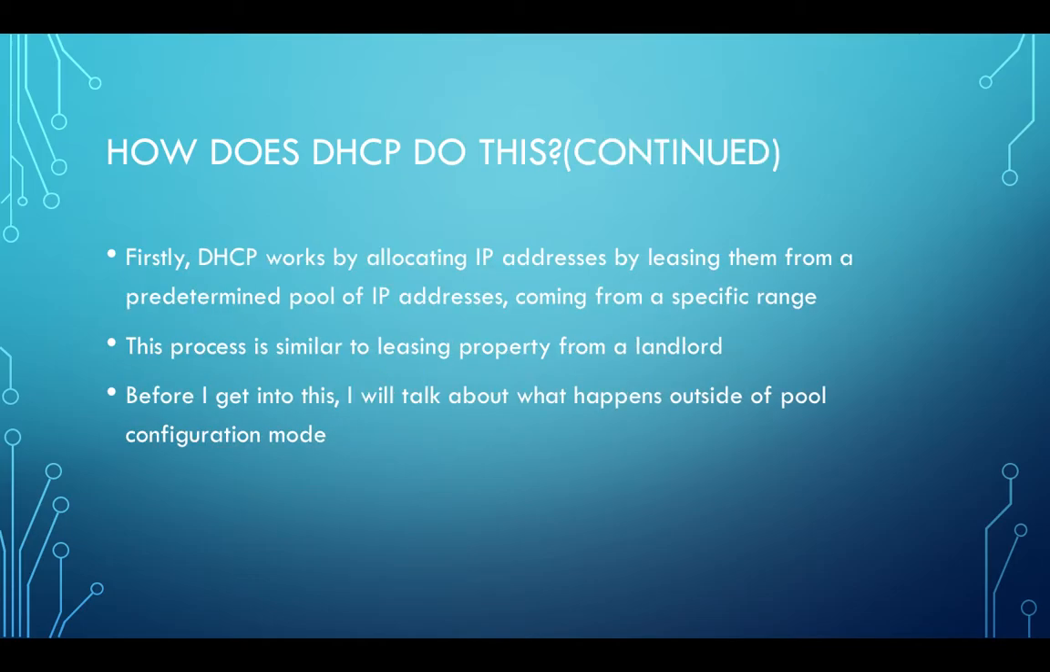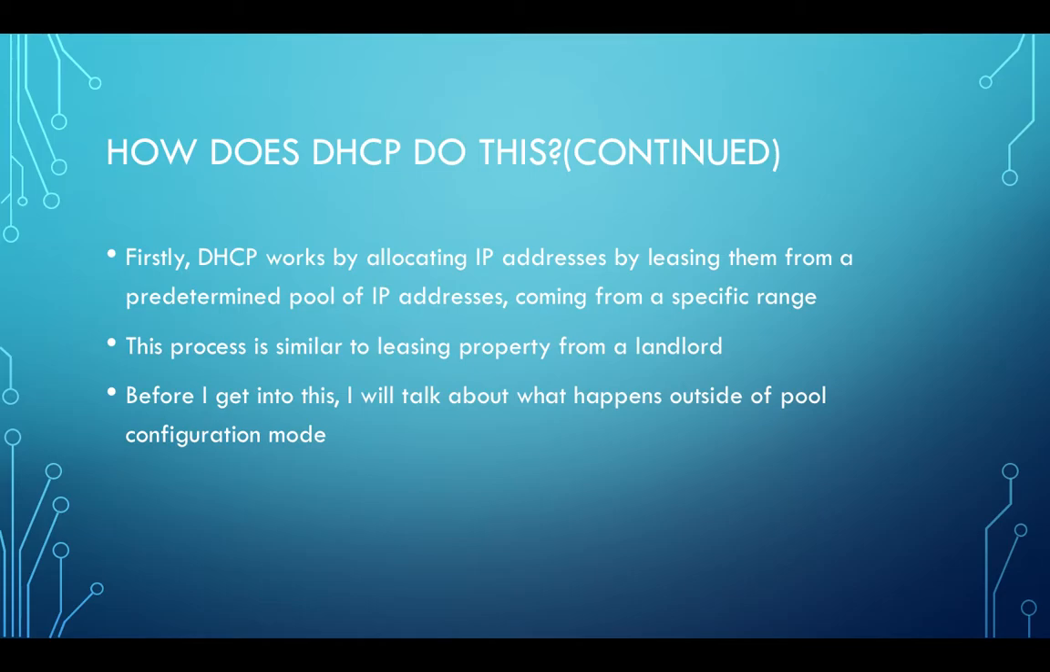How does DHCP do this? Firstly, it allocates IP addresses by leasing them from a predetermined pool of IP addresses coming from a predetermined range in a subnet that's specified in a configuration command. This is similar to renting something from a landlord. You sign a lease. This is what a DHCP server does to a client.